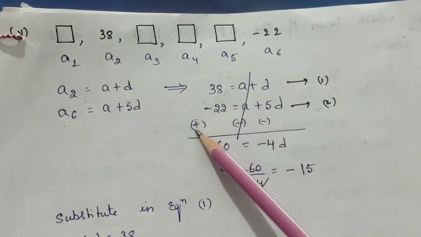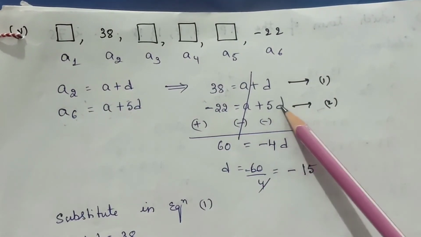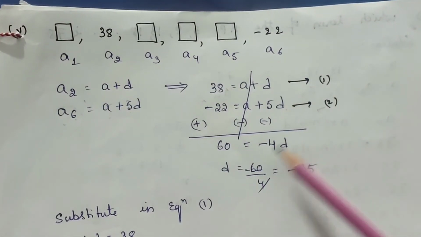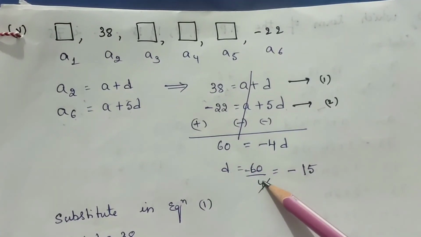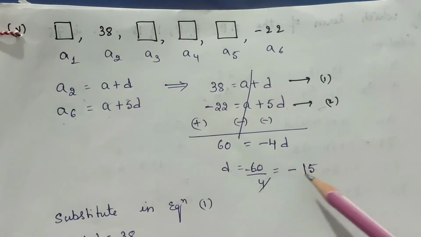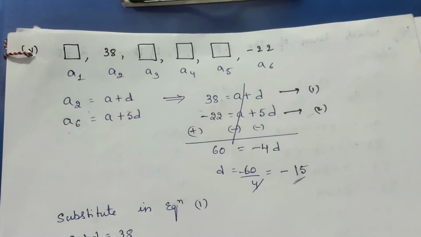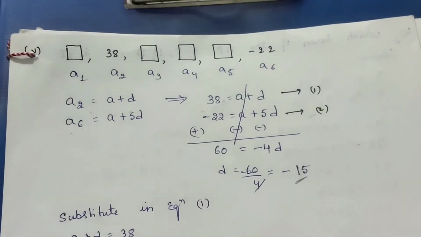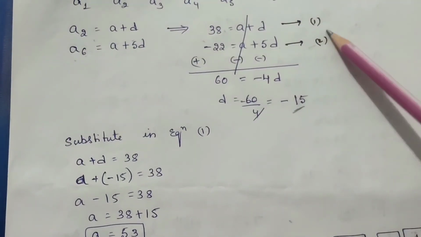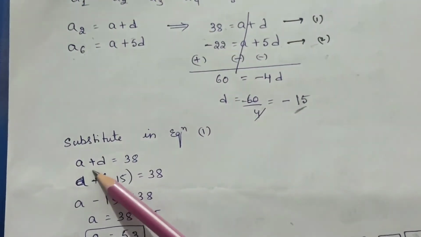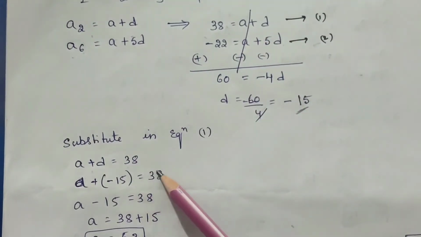Now 38 plus 22 is 60. Here minus 5D plus D is minus 4D. Then D is equal to 60 by minus 4. Then 4 15s are 60. Now you know the value of D. Easily the A value can be obtained by substituting the value of D in any of the equations. I have taken equation 1, that is A plus D is equal to 38.